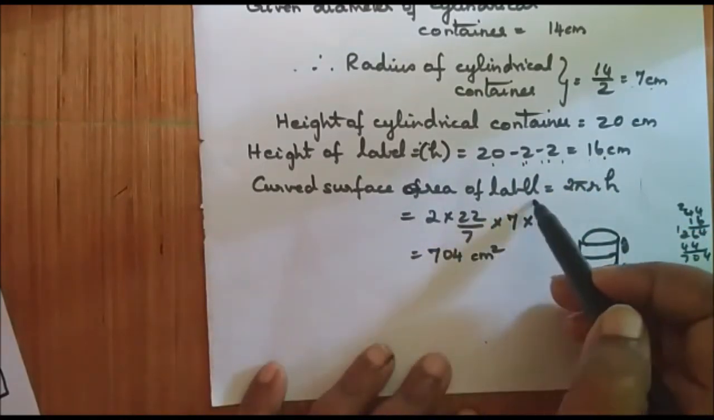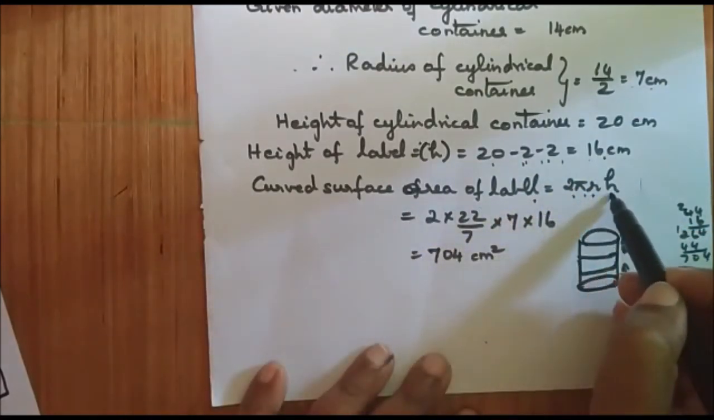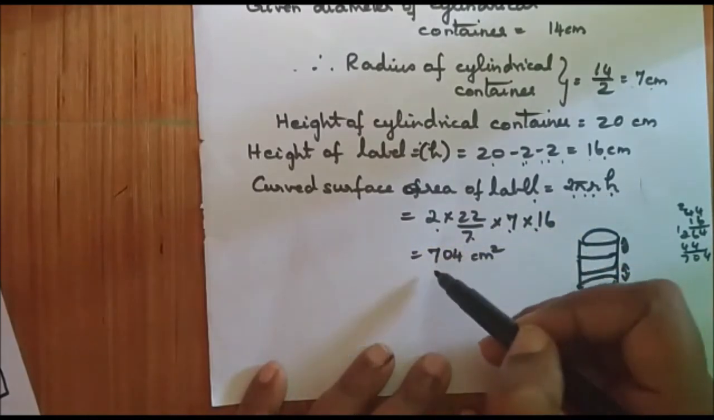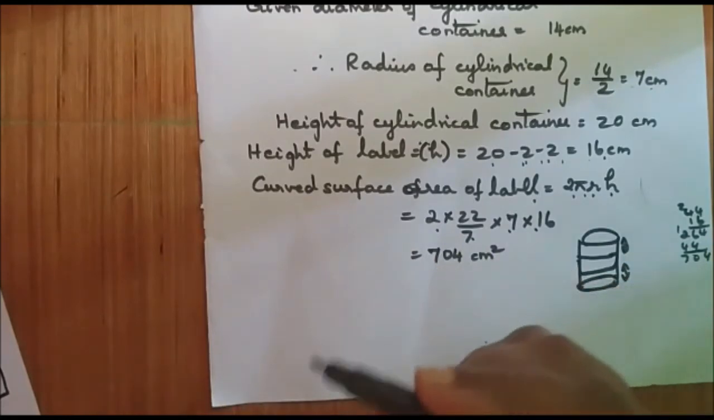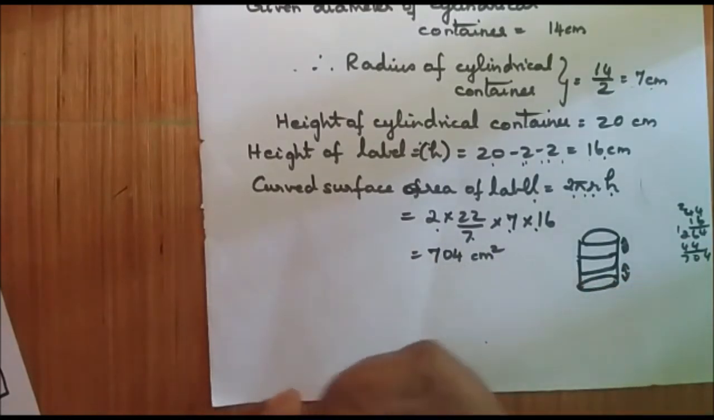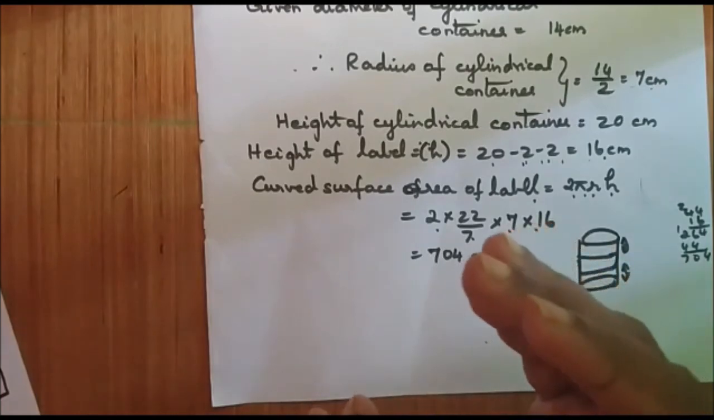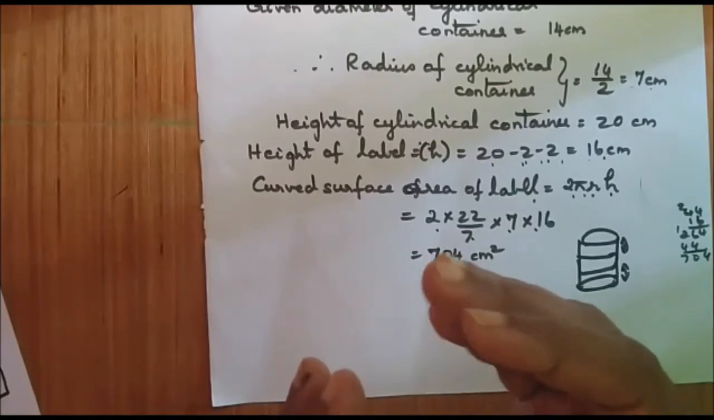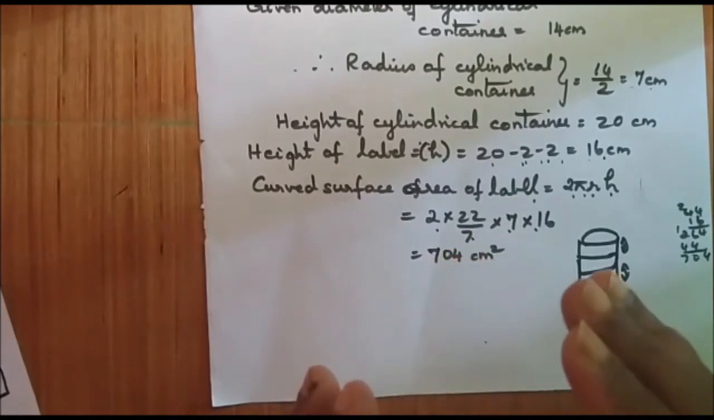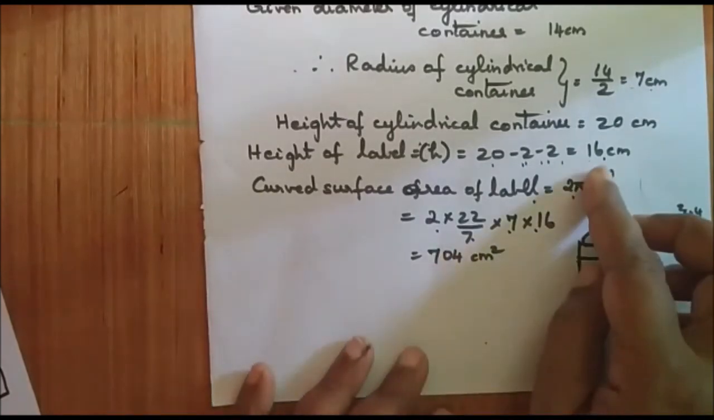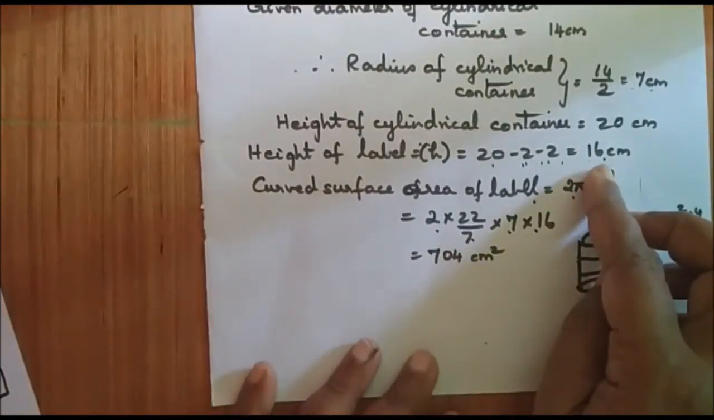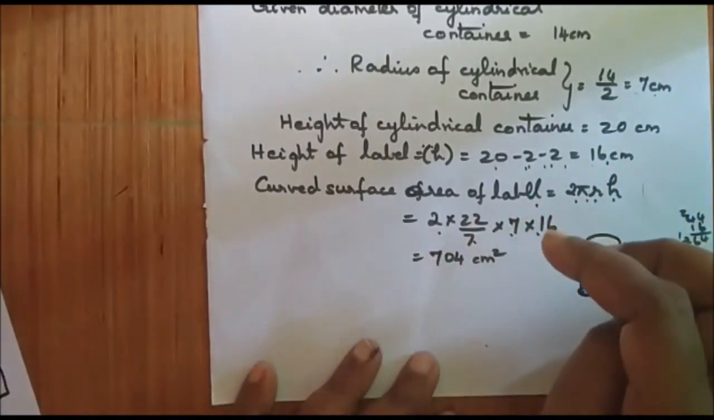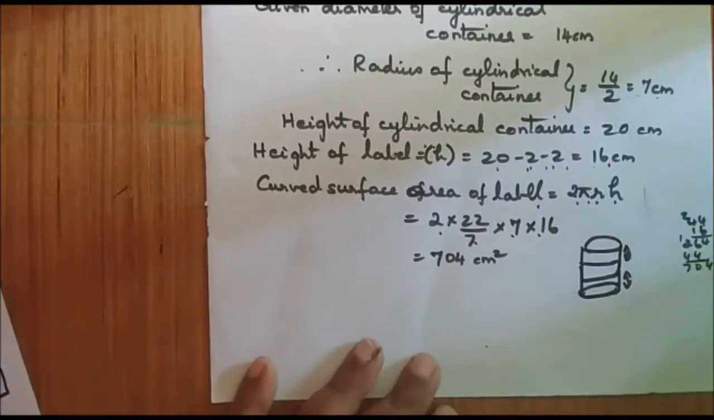So curved surface area of the label is equal to 2 pi r h, which is 2 into 22 by 7 into 7 into 16, which is 704 centimeters squared. I hope you understood how we solve this problem. The label is 2 centimeters above the bottom as well as 2 centimeters below the top. So we subtract 2 twice from 20 to get 16. That is the height of the label. Okay, r is given, so we can use the formula for curved surface of a label. I hope you understood. Thank you, friends.